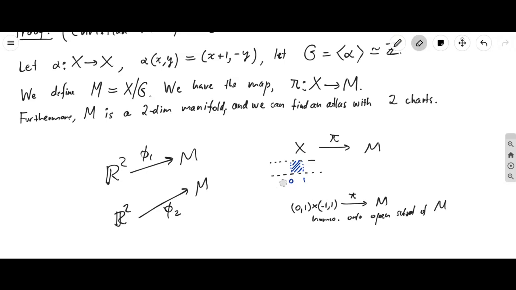The reason for this is because this is a one-to-one map. The left edge and the right edge are not being used, so there is no gluing occurring. So this is going to be a homeomorphism. But that does not completely cover the Mobius band because these left and right edges are being omitted.